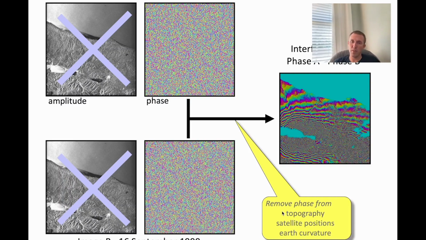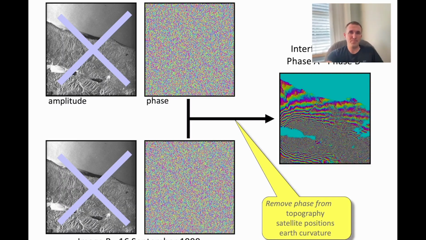If we didn't remove the topographic contribution to the phase, then in some cases, you would only see the topography. There would be a huge phase jump. This is going to depend on a lot of things. It depends on the perpendicular baseline, what's called the B-perp. This is the distance between the satellite acquisitions perpendicular to the path the satellite is traveling.